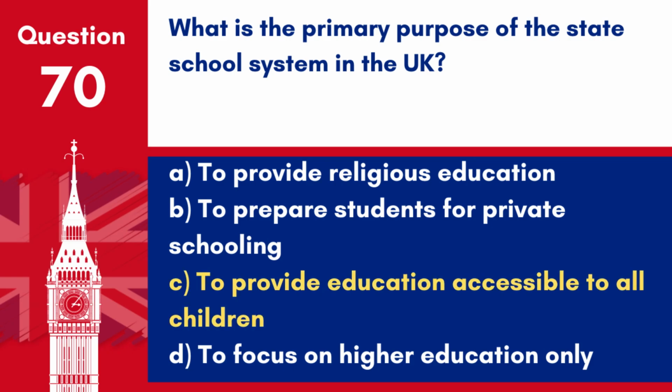Answer: C. To provide education accessible to all children. The primary purpose of the state school system in the UK is to provide free education that is accessible to all children, regardless of their background, ensuring equal opportunities for education.